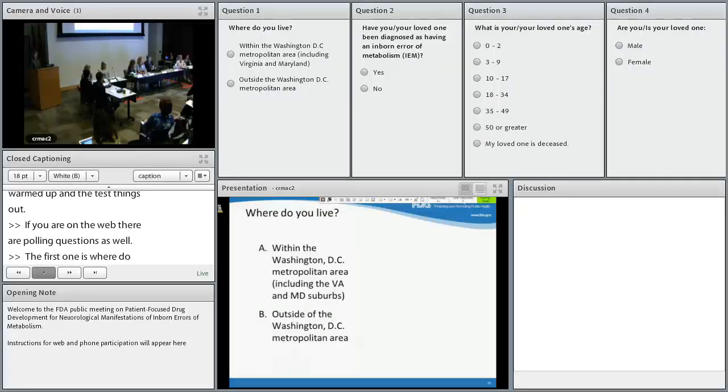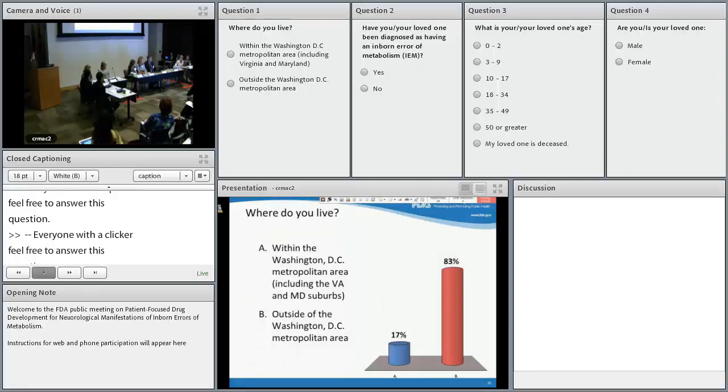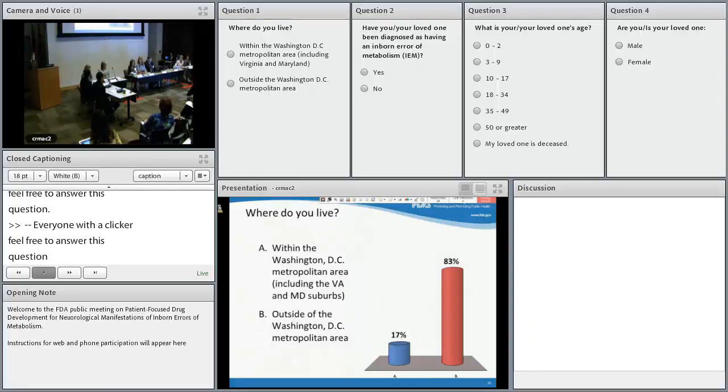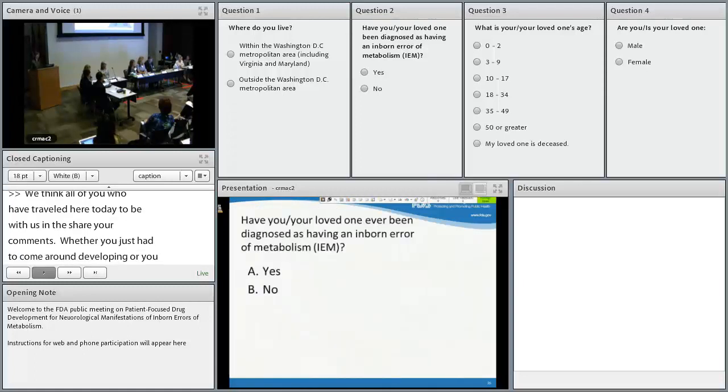First one is, where do you live? And everyone with a clicker can feel free to answer this question. Within the Washington, D.C. area, including the suburbs, or outside of the Washington, D.C. area? Okay, as we expected, most of you live outside of the area. We thank all of you who have traveled here today to be with us and to share your comments, whether you just had to come around the Beltway or whether you had to travel more extensively.